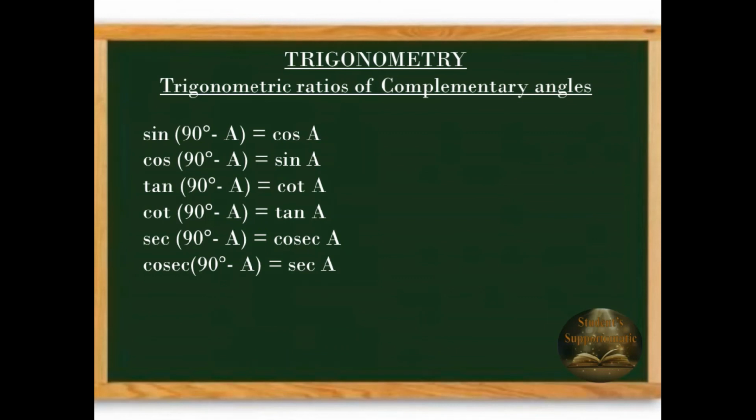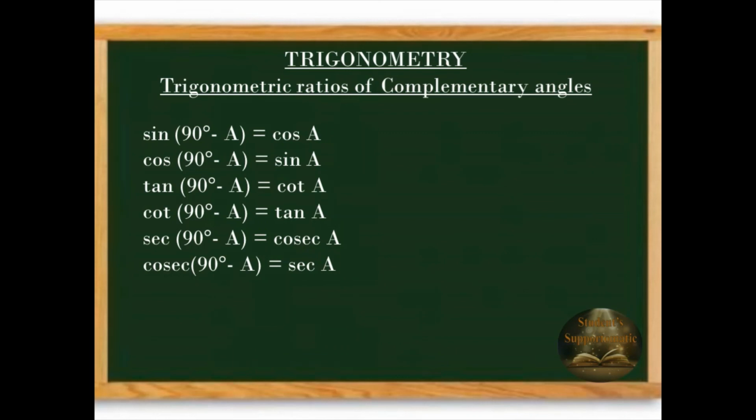Wherever we use sin(90° − A), it becomes cos A, and cos(90° − A) becomes sin A. Cos becomes sin and sin becomes cos. Similarly, tan becomes cot, cot becomes tan. Secant becomes cosecant, cosecant becomes secant, whenever we are using 90° − A. Okay, A is any angle, any value.